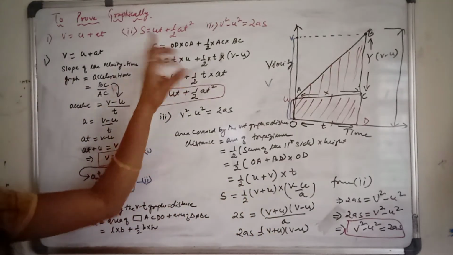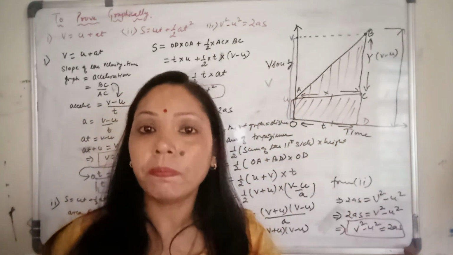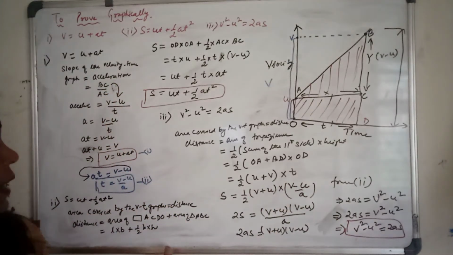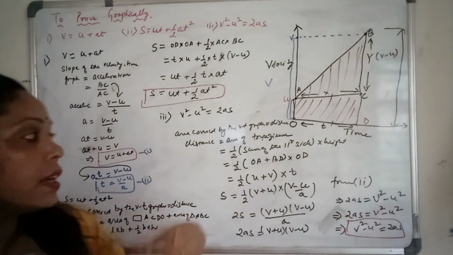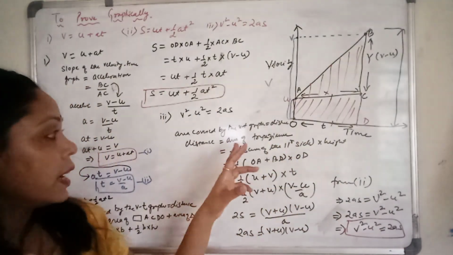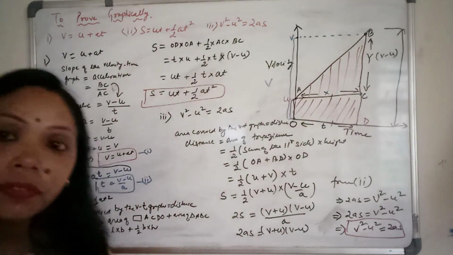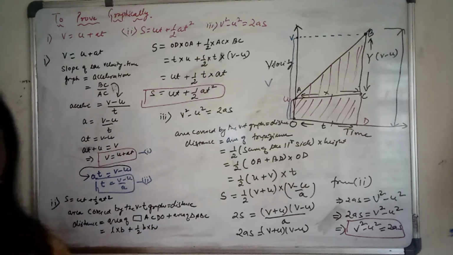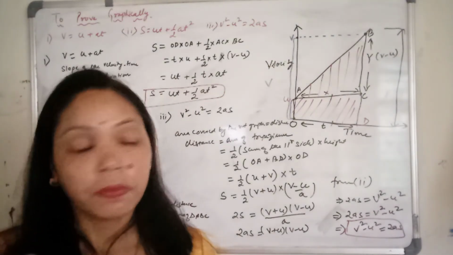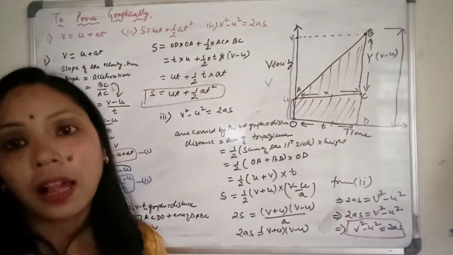Then for the second equation of motion, you have to divide the figure into two parts, area of rectangle plus area of triangle. Area of rectangle, length into breadth; for the triangle, half, base into height. And for the third equation of motion, you have to find the area covered by the velocity time graph. That one will be distance, and here you have to use the area of trapezium, that is half of sum of the parallel sides into height.